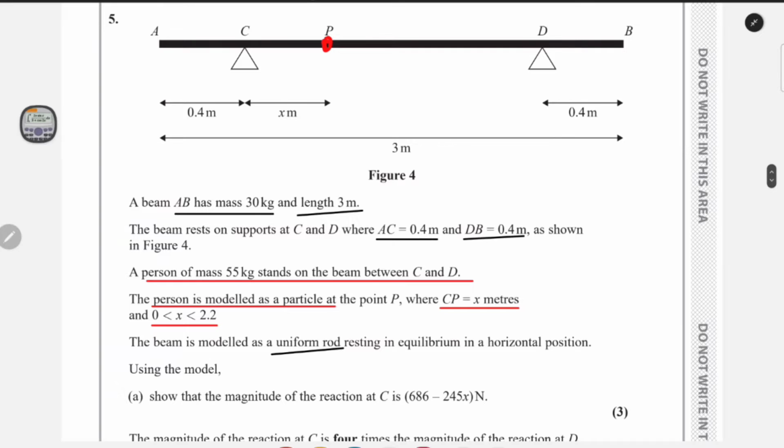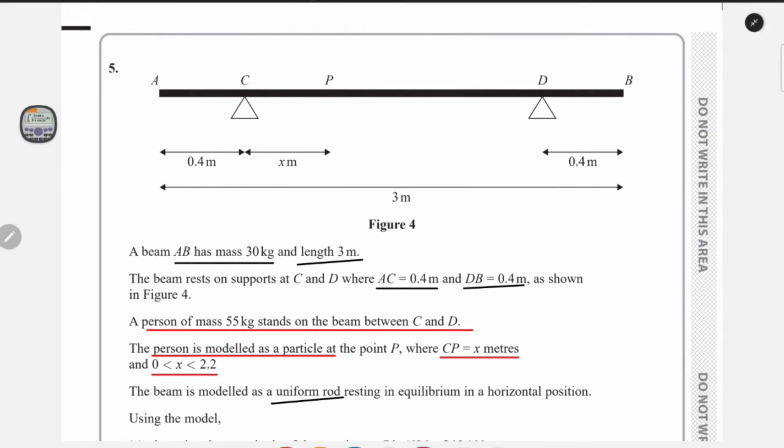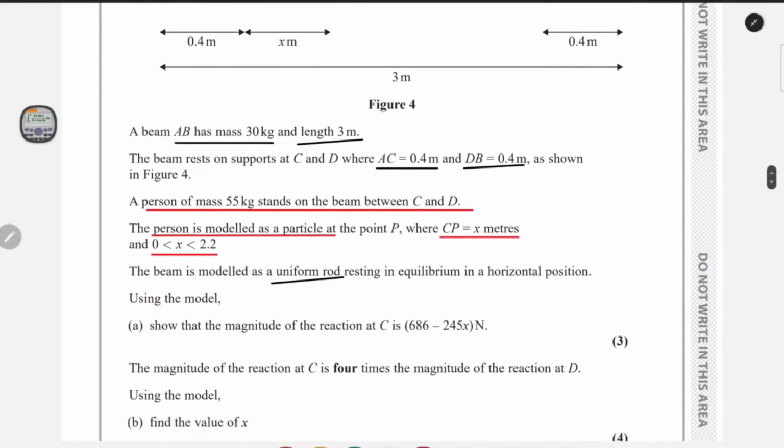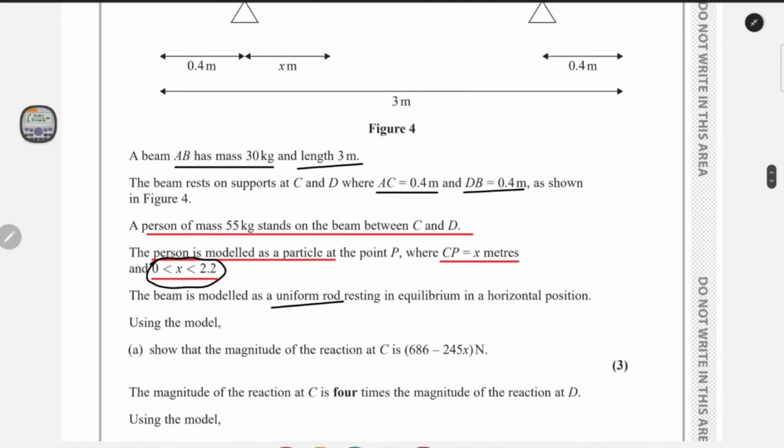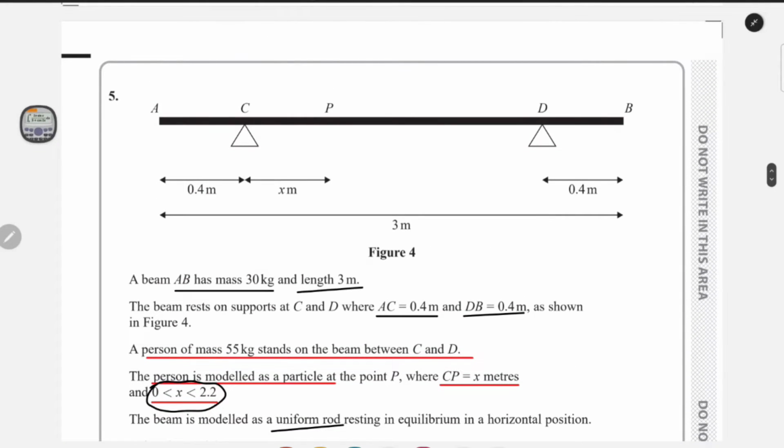The beam is a uniform rod, so its center of gravity will be at the middle. Well, we are given that x is between 0 and 2.2, so 0.4 plus 0.22 is 0.62. So this is less than 1.5, so the center of gravity of the beam will be to the right of it. So this is 30g, this is 55g, this is the reaction at C, this is the reaction at D.